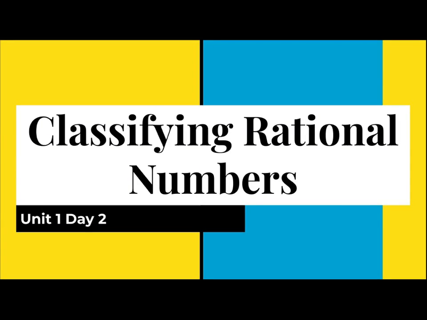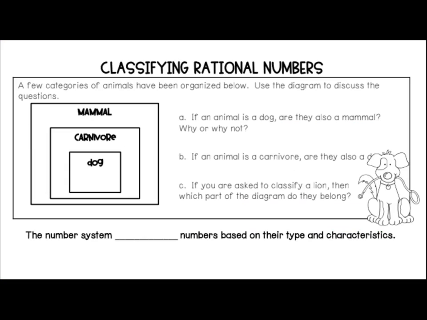Now that we know about the different types of numbers, we need to talk about how to classify them. So I'm going to use this as an example. We have this model and we have all of these different labels: mammal, carnivore, and dog. I have a dog named Penny Lane, so I'm going to write her in this dog box.